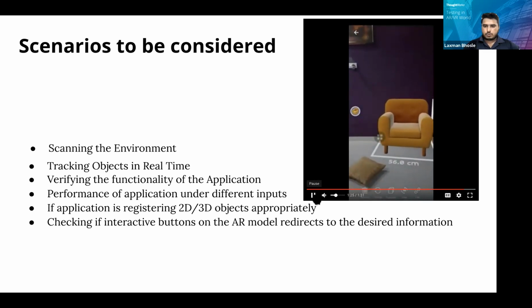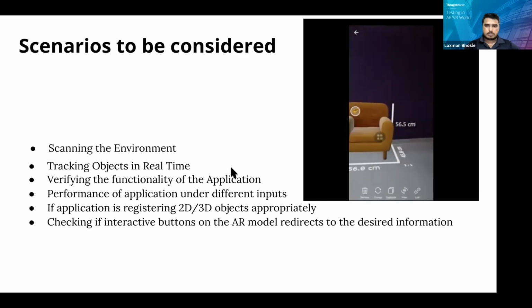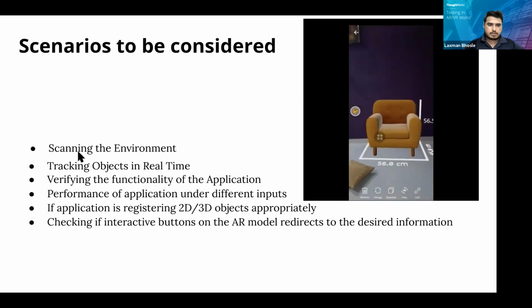Now we'll move towards the actual scenarios of the testing of the application. First thing that we have to scan the environment. In any AR app, we have to scan the environment first, and the scanning should be smooth. Our application should be able to show the alert message if the brightness is less, like we have seen in the beginning of the video. And then tracking of the object in real time.